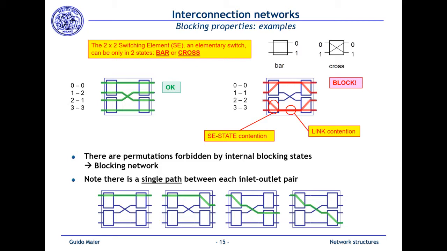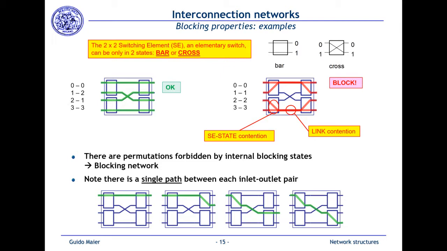So when we draw these kinds of pictures, the only thing that we can control is the state of the switching elements, not the interconnection element. These interconnection patterns have to be decided beforehand, and you cannot change them. So as a result, you have to modify the state of these switching elements, and connection 0 to 0 remains in the same state as before, with the same path, so it was not disrupted, but connection 3 to 3 had to change the path.